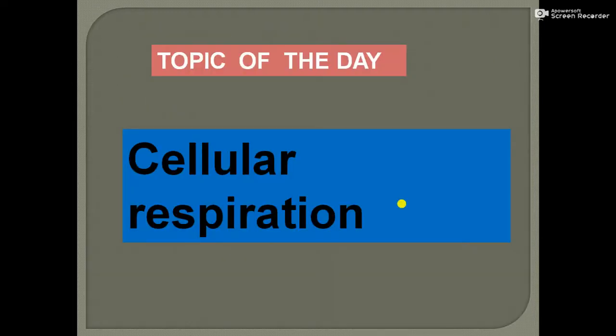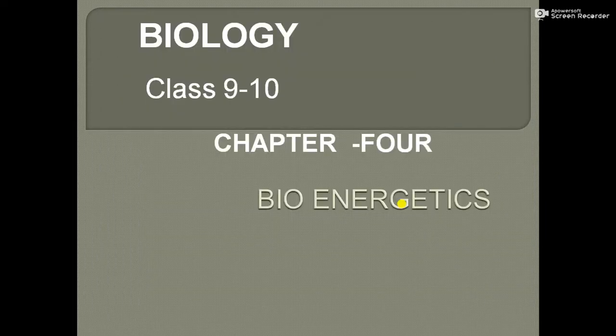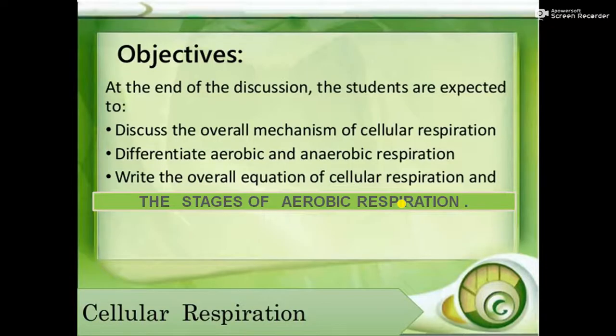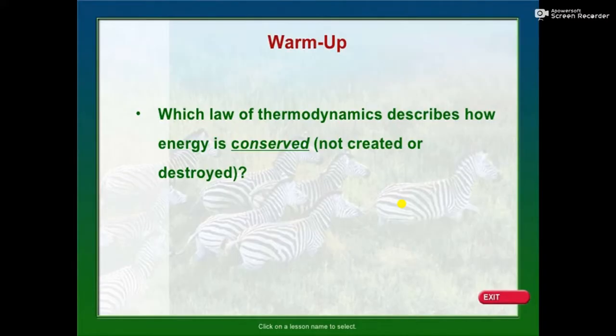Today I am going to take a class for the students of class 9-10. It's for chapter 4, bioenergetics, and our topic of the day is cellular respiration. At the end of the discussion, the students are expected to discuss the overall mechanism of cellular respiration, differentiate aerobic and anaerobic respiration, write the overall equation of cellular respiration, and describe the stages of aerobic respiration.